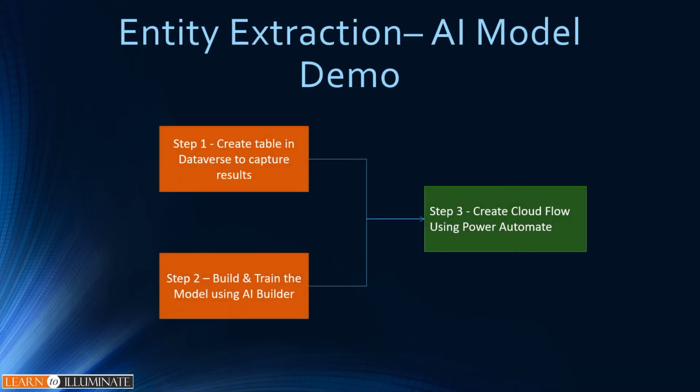For our demo, it will be a three-step process. Step 1, create a table in Dataverse to capture the results, because email is an out-of-the-box table, so we don't need to create it. Step 2, build and train the AI model using AI Builder. We completed this step in another video. Step 3, create a cloud flow using Power Automate.